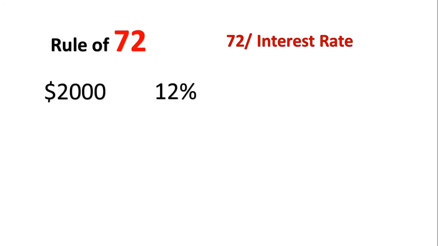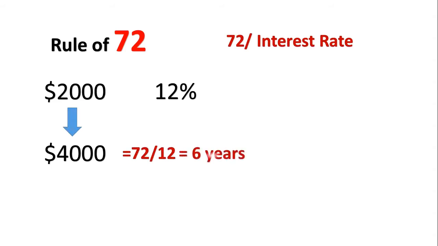Suppose you have invested 2000 at a 12% interest rate. You want to know how long it is going to take to make it 4000, so doubling the amount. According to the formula, 72 divided by the interest rate, which is 12% given, the answer is 6 years. This is divisible, right? We don't get any answer in decimal because 72 is divisible by 12.